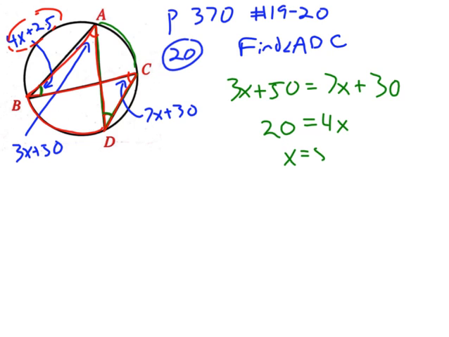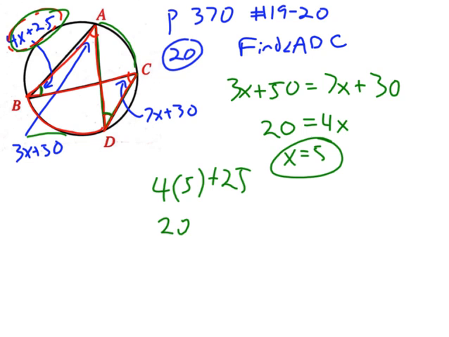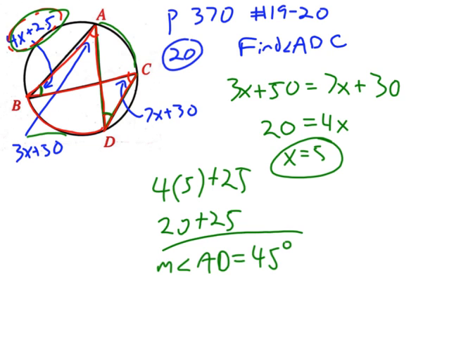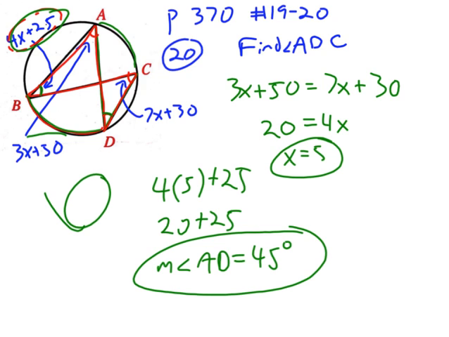So x equals 5. Now that we have x, we can plug that in to, not this one, to this one up here, 4x plus 25. So we have 4 times 5 plus 25, which is 20 plus 25, and we get that the measure of angle ADC equals 45 degrees. There you go. Again, remember with these to look for the common intercepted arc. That is the piece that will make you super happy.